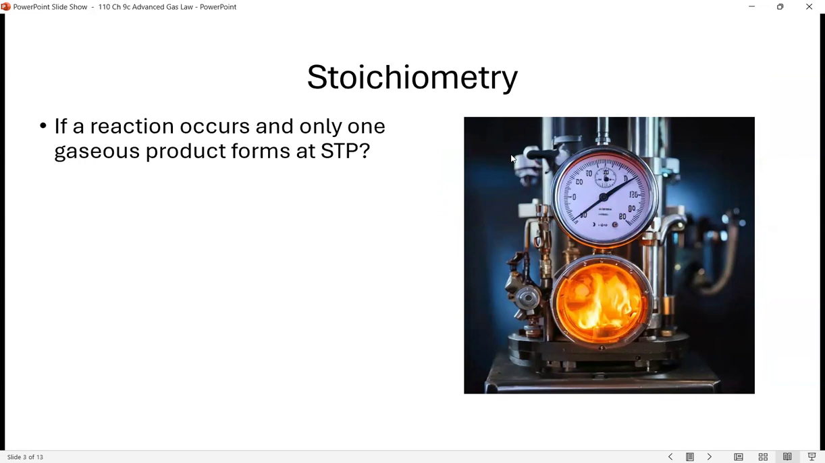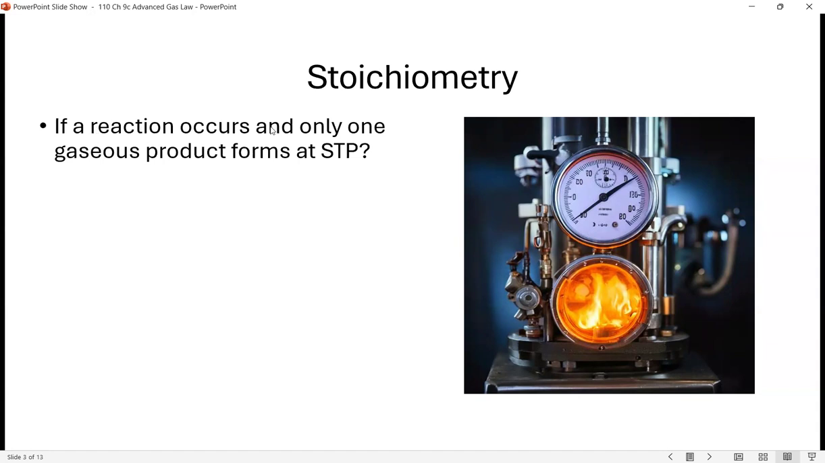So in the first one, stoichiometry, we have two cases. If we do a reaction in a bomb calorimeter, we're just going to read out the pressure on it. And the other scenario is what if we have this reaction in a balloon? I'll show you that in a minute.